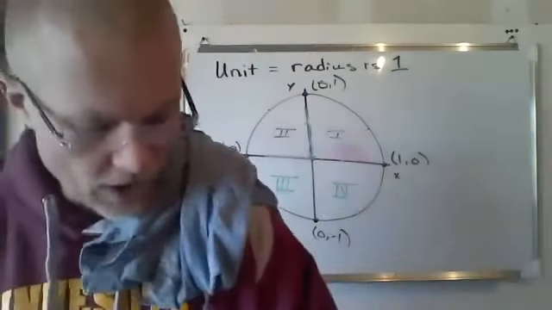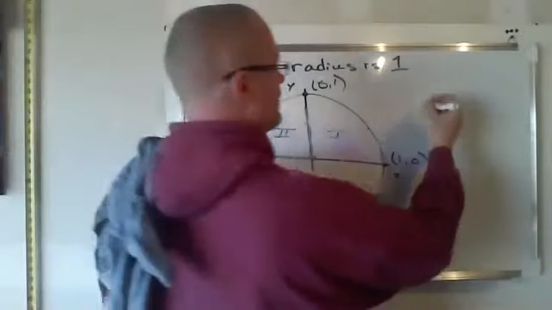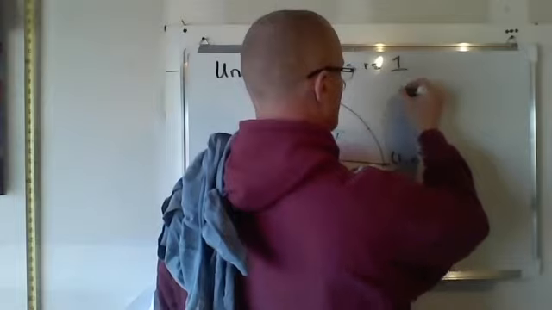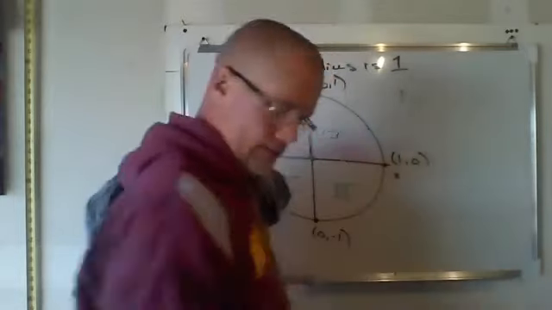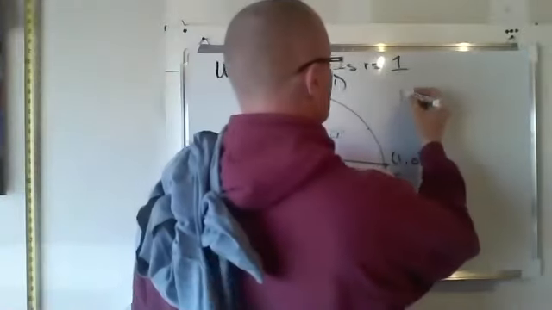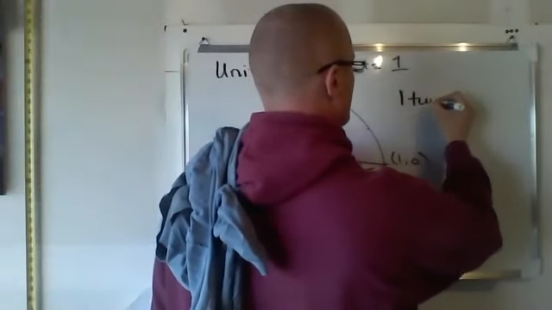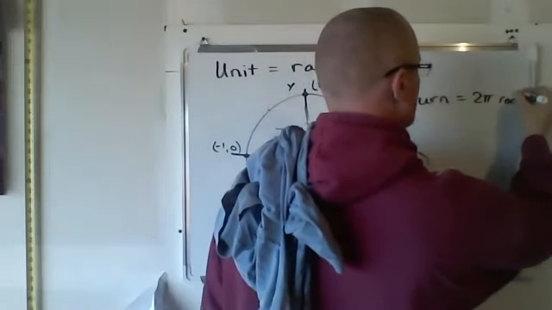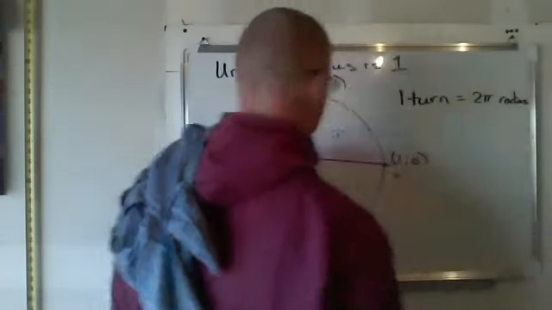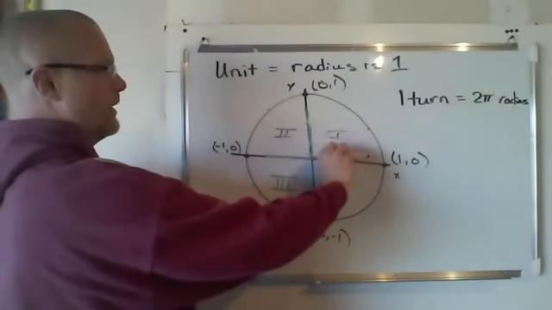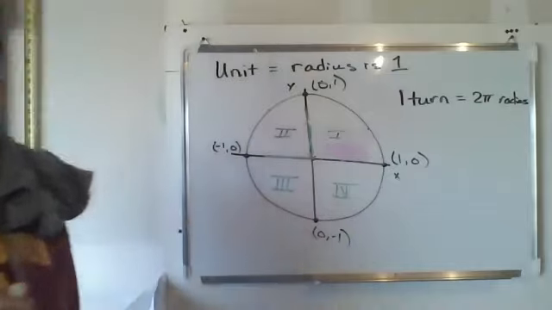We've already said that one turn is equal to 2 pi radians. So if I take my spinner and go all the way around, make one full turn, that's 2 pi radians.